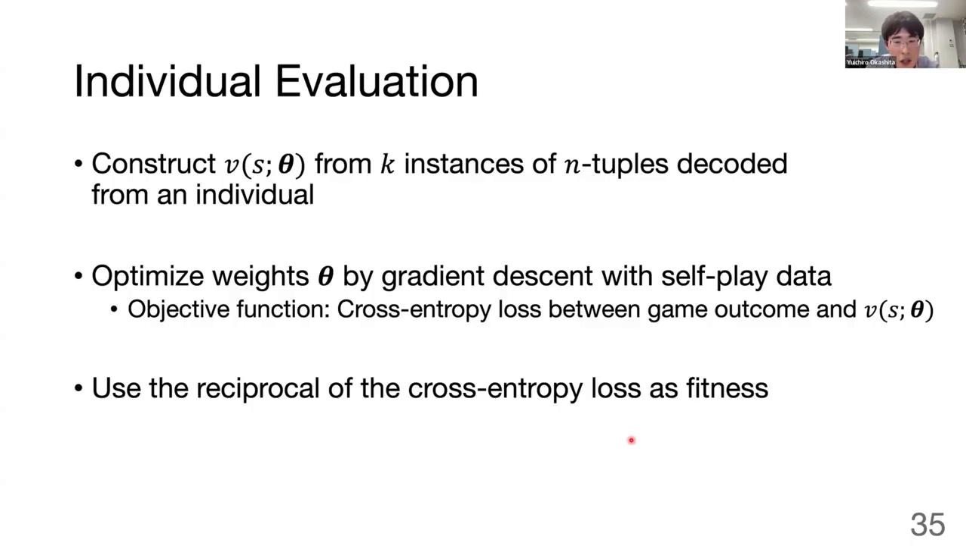These are used to construct the value function vs theta. Second, we optimize the weights of this function theta using gradient descent with data generated from self-play. The objective here is to minimize the cross-entropy loss between the function's prediction and the actual outcome for the self-play game. Finally, the fitness of the individual is assigned as the reciprocal of that cross-entropy loss.